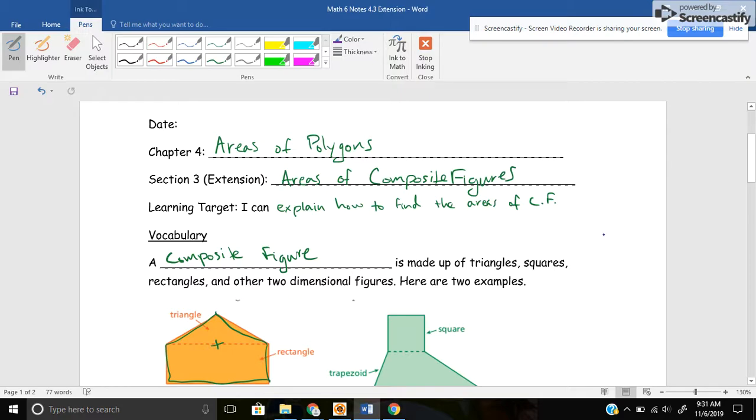So go ahead and look at the practice problems for this. I think it's page 173, and I think there's only like 7 practice problems to try out. So good luck with composite figures. Please let me know if you have any questions.